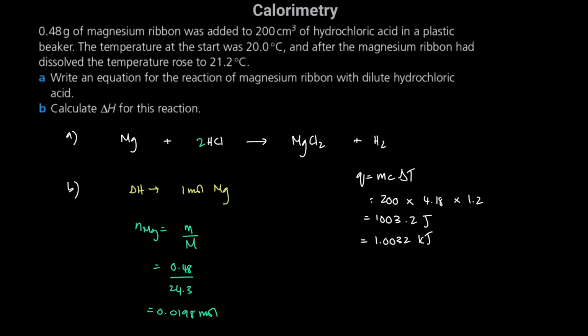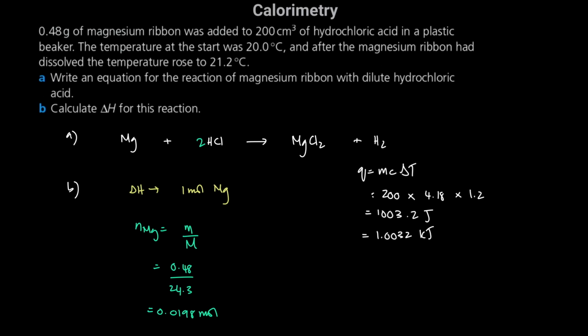So we can say that 0.0198 moles of magnesium reacting released 1.0032 kilojoules. The enthalpy change is obviously negative, because the temperature of the surroundings is increasing. Q is positive, delta H is negative. So this is the energy released when this many moles of magnesium reacted. For the reaction shown, we have 1 mole of magnesium. So what is the enthalpy change when 1 mole of magnesium reacts? If you cross multiply, you get the enthalpy change as negative 50.7 kilojoules per mole. So that's the answer.